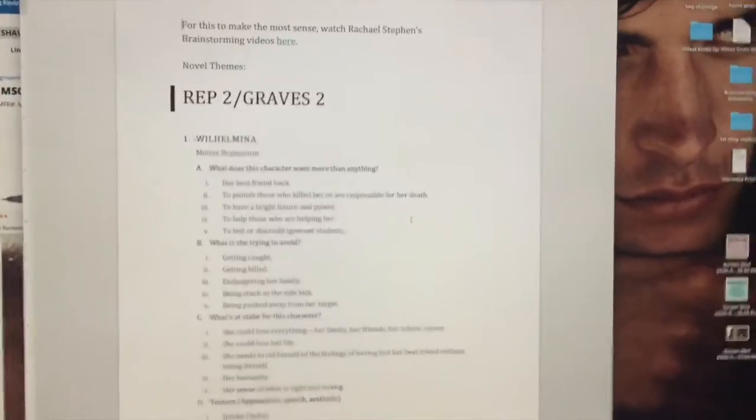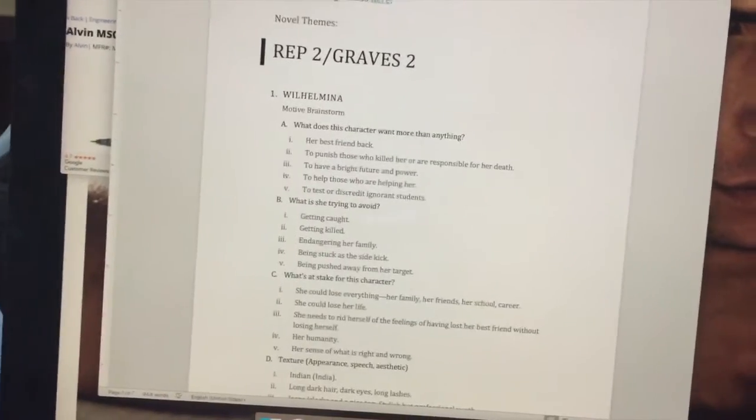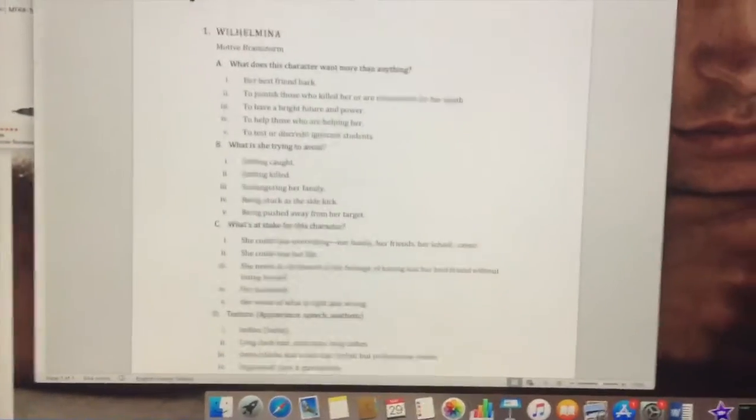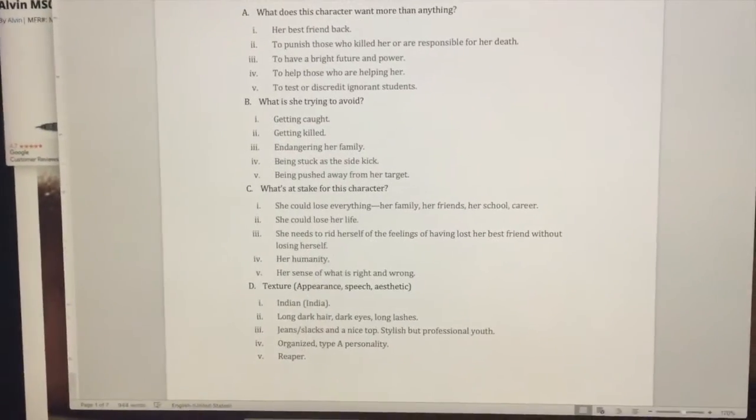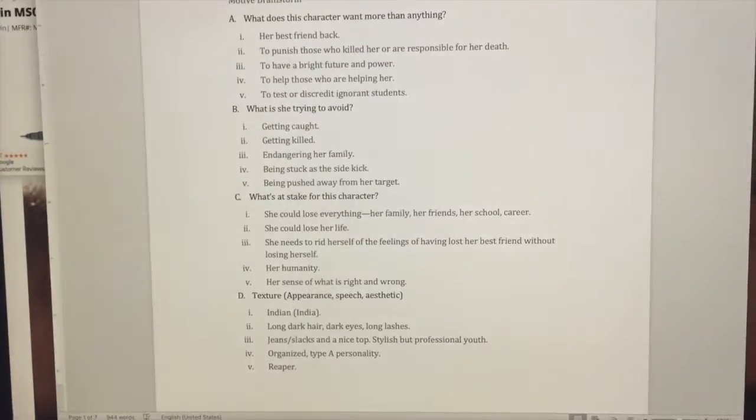So here is the template. See, I have the novel. I didn't put the themes. I don't really need to put themes. I know what my book's about in general. The character, motive, brainstorm. So the way that she described this was that you list 5 options for each idea because usually your last one's your best one.